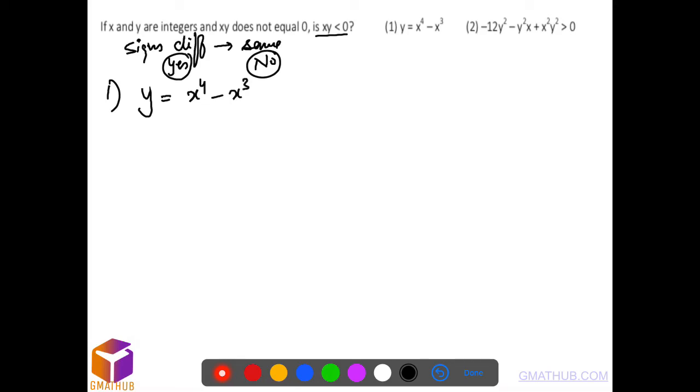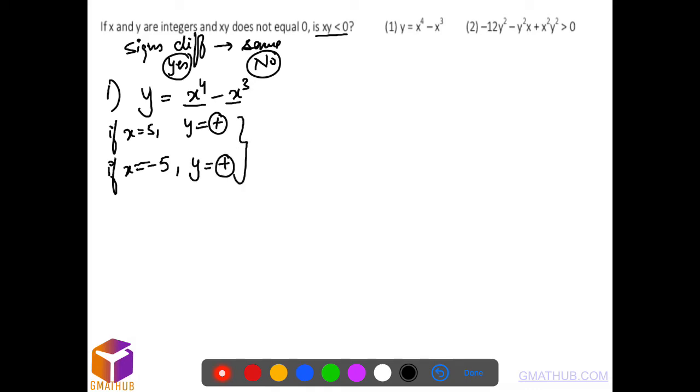Is the product of two numbers negative? So are the signs different? There will be a yes answer. Signs same? There will be a no answer. First, y is equal to x raised to power 4 minus x raised to power 3. Now let's say if x is equal to 5, we can say y will be positive, because x raised to power 4 will be bigger than x cube. And let's say if x is equal to some negative 5, y will still be positive. Not sufficient. It could be both positive, it could be different signs.